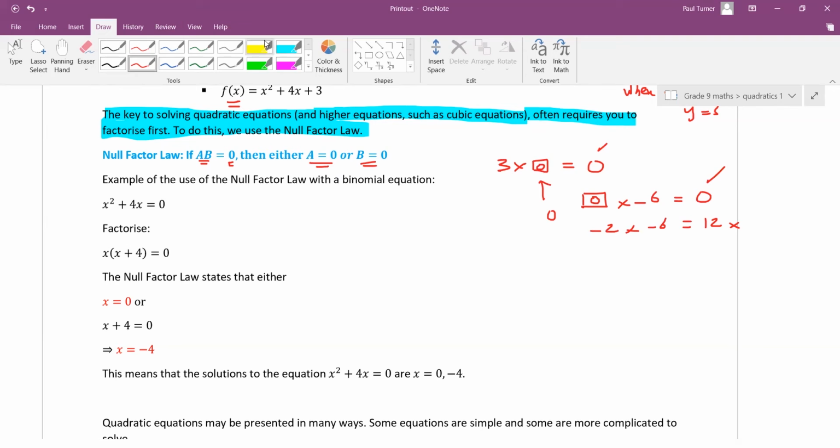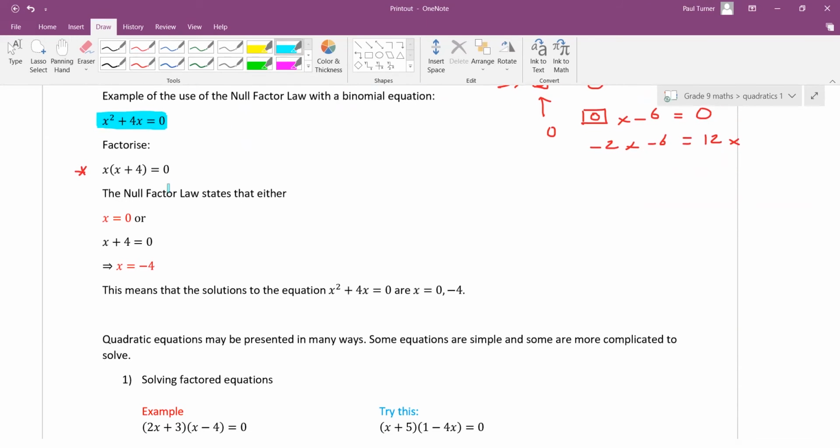So with a simple example here, let's see how we use it. The first thing we do is take our simple quadratic and we factorize it. When you factorize it, you'll get x bracket x plus 4. I know you know how to do this because we did this already in polynomials. So factorize out your x, and then you will get x bracket x plus 4 equals 0. So the Null Factor Law states that either this is 0 or this is 0. This is what's written here.